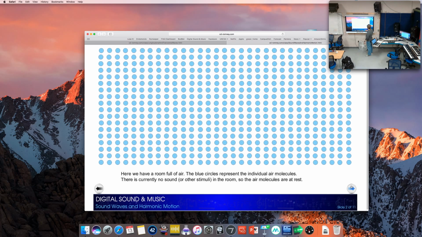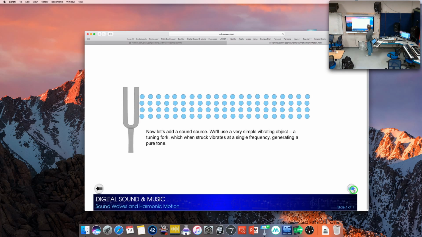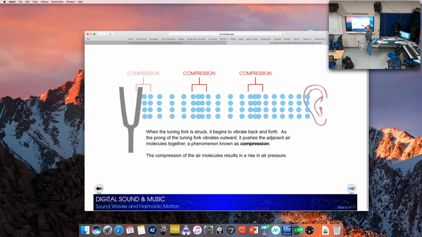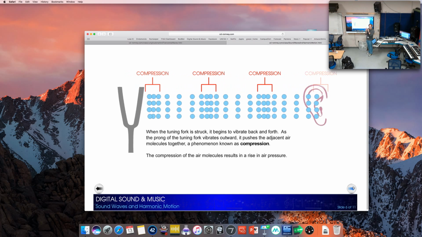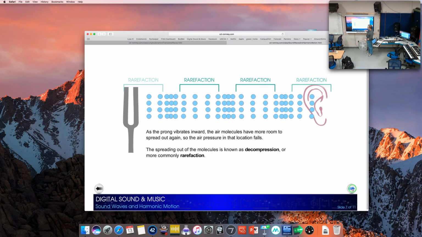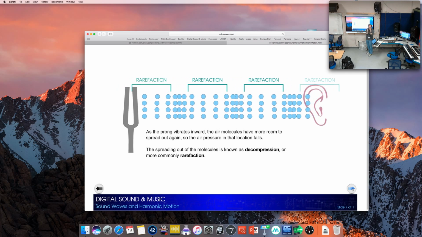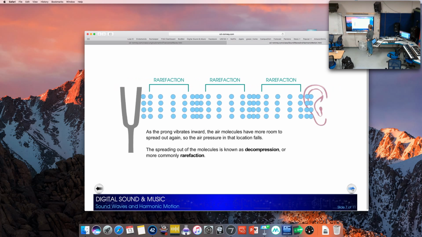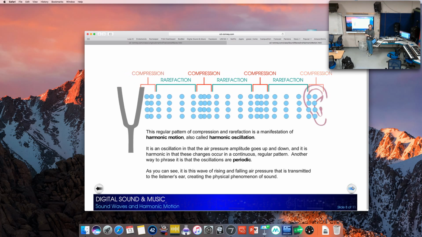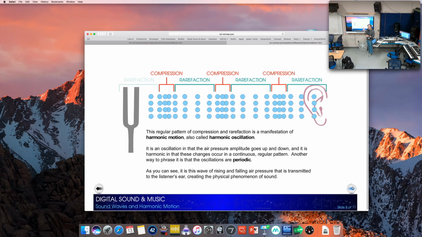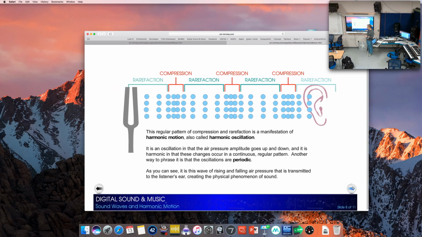So here again, here's all of the air molecules in the room. We're just going to look at a few of them. And so there's this thing called compression. The compression is when the air molecules squeeze together. And then there's the thing called the rarefaction. The rarefaction is where the air molecules spread apart. So they're compressing or they're rarefacting. And they're really doing both at the same time. And that's the wave. So it's pushing and pulling on your ear.